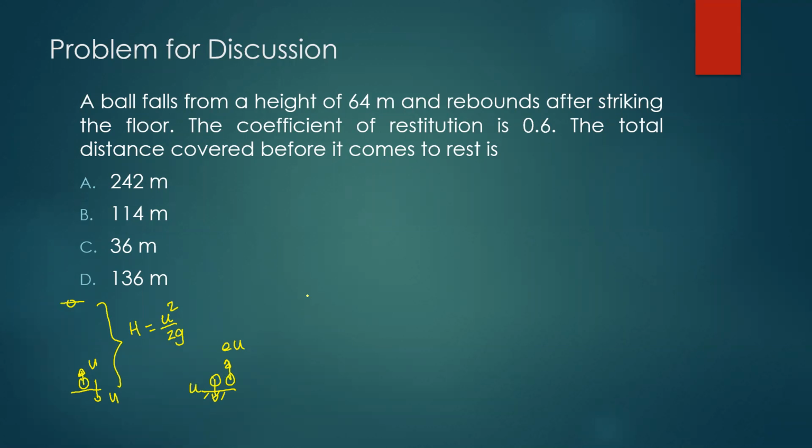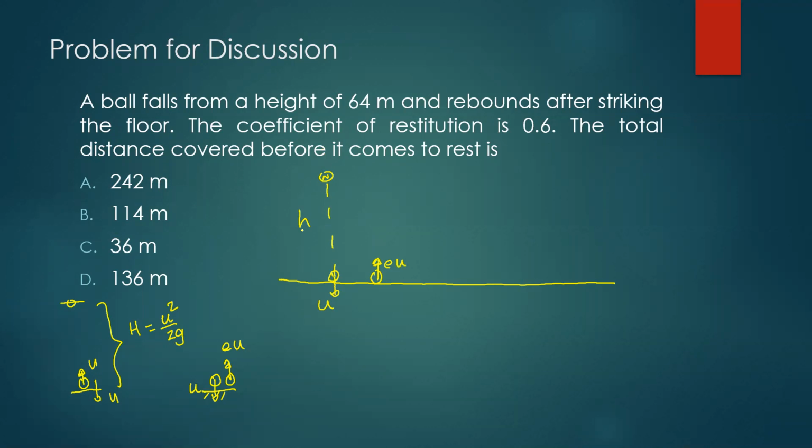Okay, so now what we can do here is we're just trying to calculate the total distance covered by the ball. So let's say the ball starts from here. In the first instance, let's say height is h. It is going to hit with some velocity u. Now everything is happening along this vertical line, but I'm showing you separately. So it is going to come back with eu.